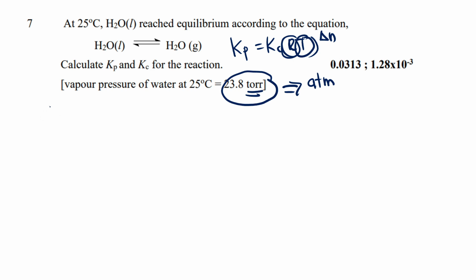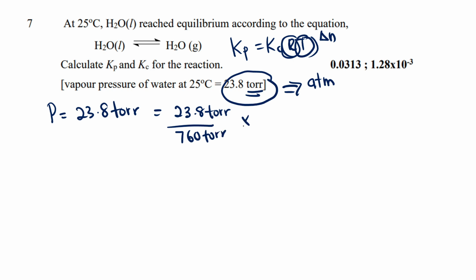First of all, let's convert the pressure. So pressure is equal to 23.8 torr. So 23.8 torr equals 23.8 torr over 760 torr times 1 ATM, where 1 ATM equals 760 torr. Right, so we cancel the unit torr. We will get the pressure in ATM, which is equal to 0.0313 ATM. So now we have the pressure in ATM.